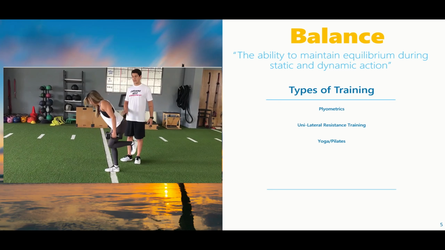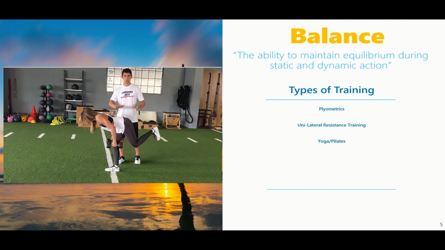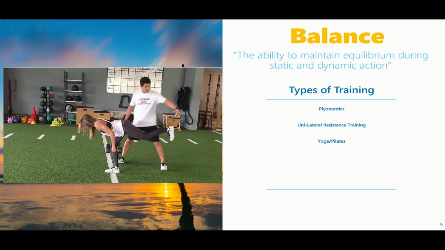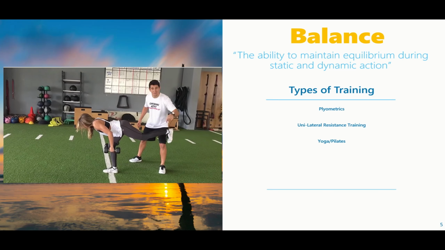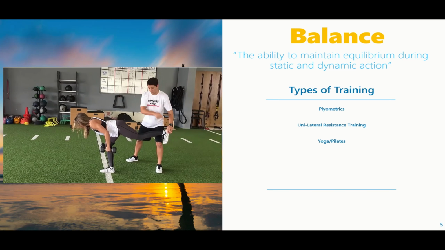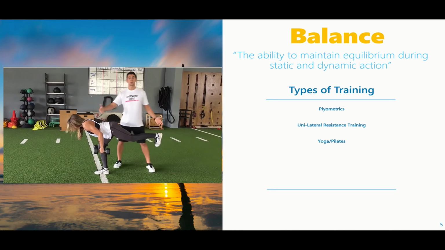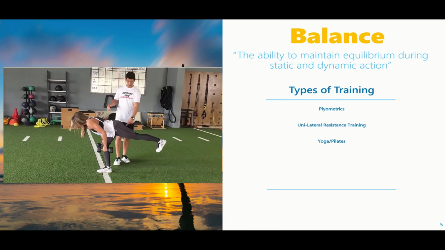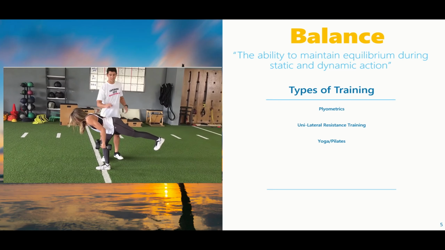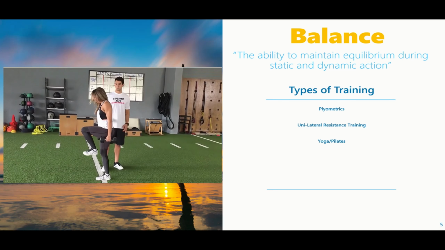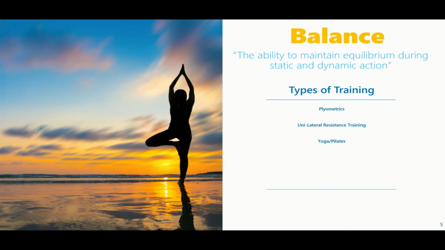Unilateral resistance training, so here we could simply just move into one-legged RDLs, or we could move into one-legged lunges, or we could have one-legged step-ups, anything along those lines where we're trying to offset the balance, even with a suitcase carry instead of a farmer's walk, and challenging the muscles to compensate for either the left or right side, whatever it may be. The same goes for yoga and Pilates.